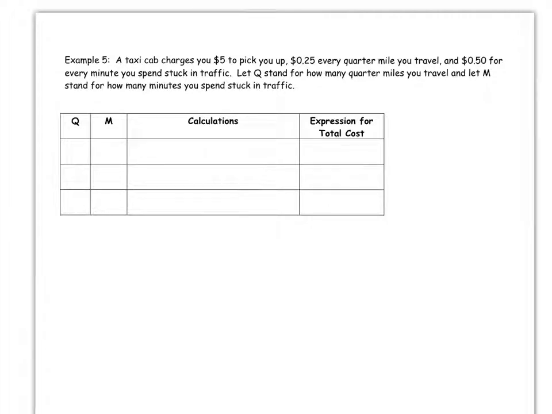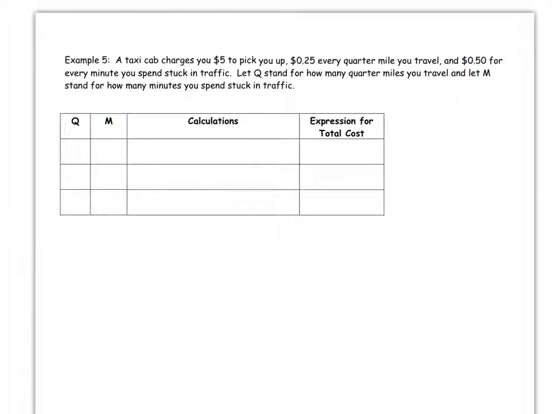All right, so we're going to just pick some numbers to put over here, and let's think about, what do you think Q stands for? Q stands for every quarter mile you travel. The M stands for every minute you spend stuck in traffic. So for this Q, the quarter miles, we're going to get charged 25 cents for every one of them. The M, we're going to get charged 50 cents.